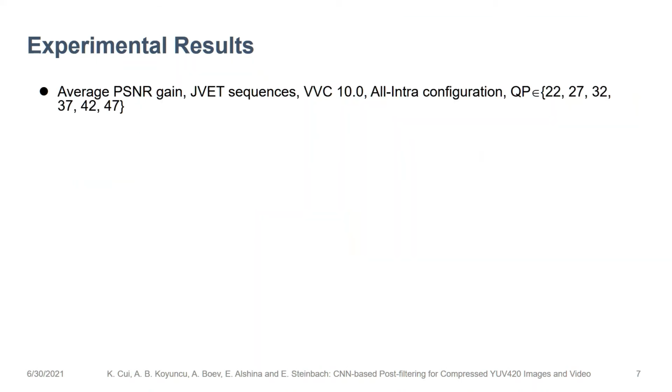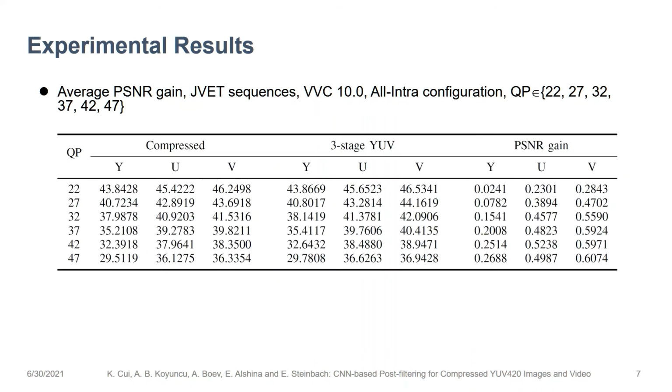Next, let's look at some objective evaluation results. Here we take the average PSNR as the metric, and the table shows the PSNR of the compressed sequences, of the sequences with post-filtering, and the PSNR gain between them.